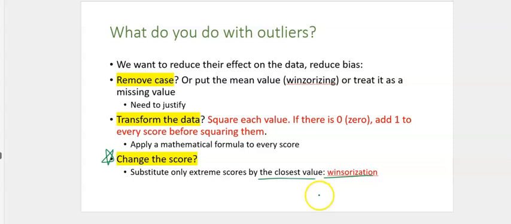So for instance, if you have a score of plus 3, and just before it another score of plus 2.8, you will not keep the plus 3. You will put 2.8. So you will winsorize with the closest value instead of taking that plus 3, because it is an outlier. So you can reduce the impact of your outlier scores.